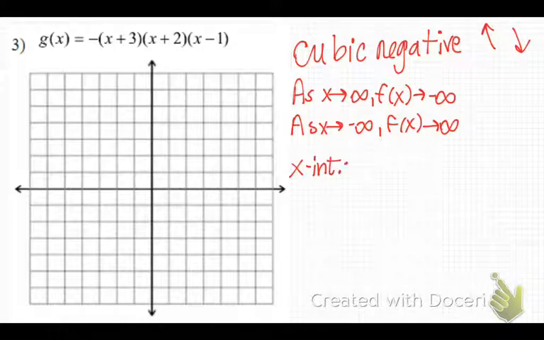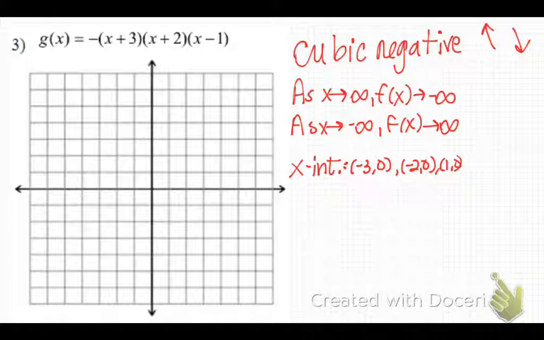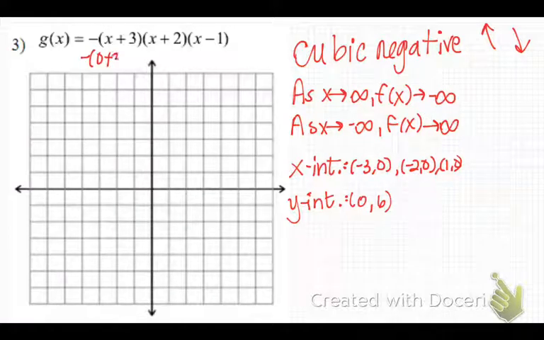For my x-intercepts, I have negative 3, 0, negative 2, 0, and positive 1, 0. Is that true? And my y-intercept is what? 0, 6, right? It is not negative 6. And here's why. I have negative times 0 plus 3 times 0 plus 2.